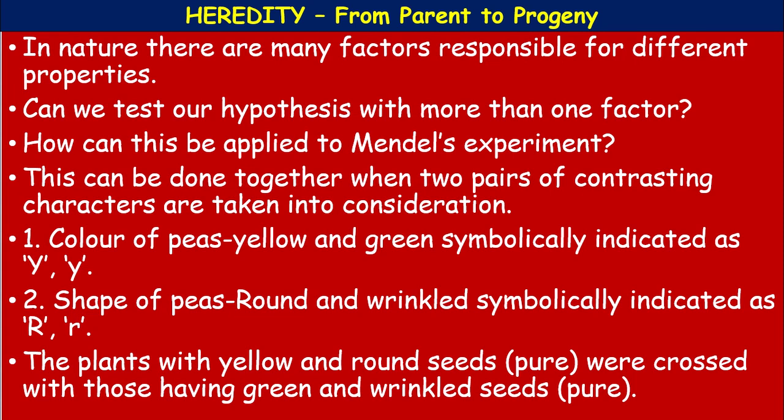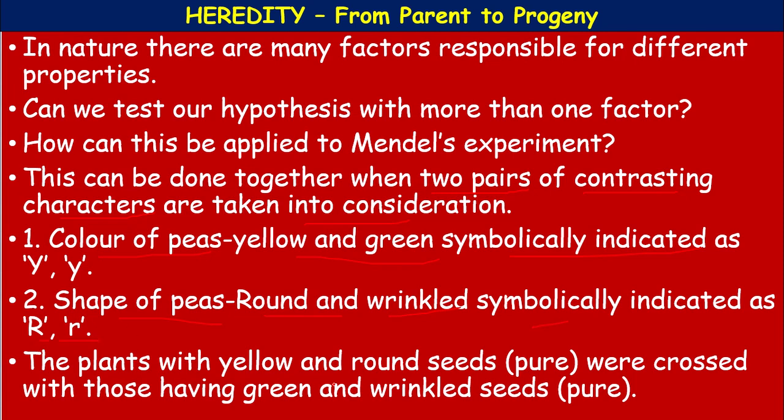This can be done when two pairs of contrasting characters are taken into consideration. Number 1, the color of the peas, yellow and green, symbolically indicated by capital Y, small y. The second contrasting character we have taken is the shape of peas, round and wrinkled, symbolically represented by capital R and small r.